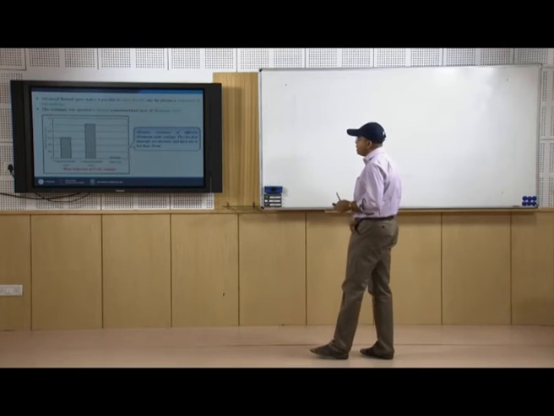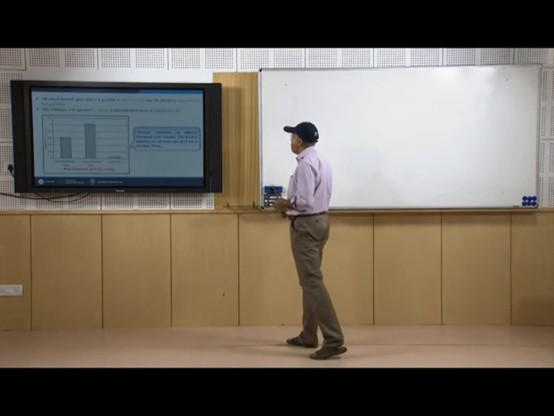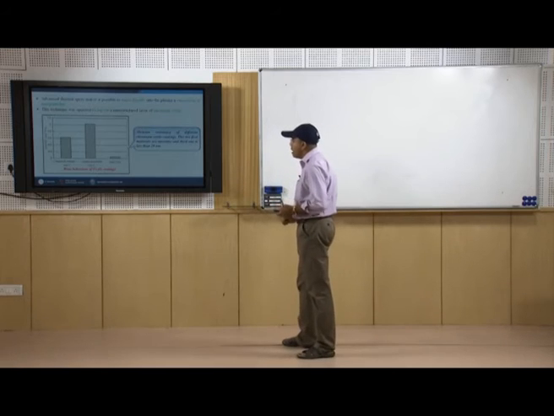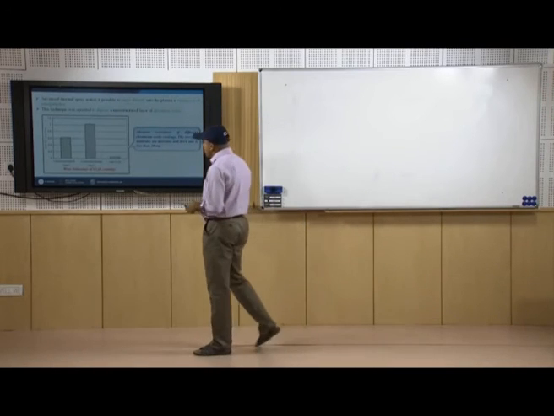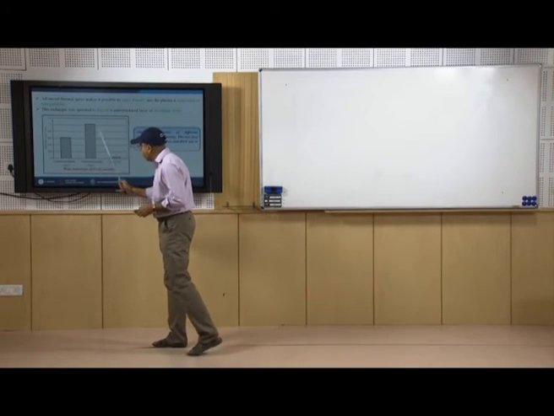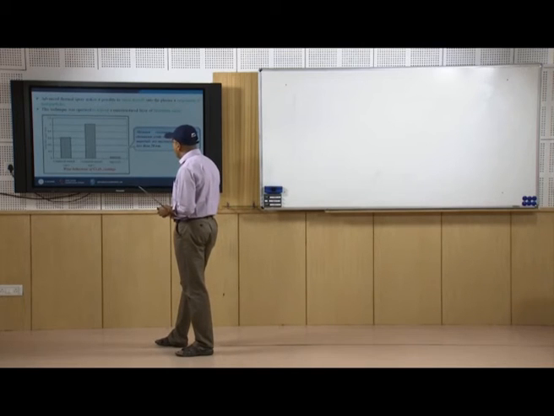Advanced thermal spray makes it possible to inject directly into the plasma a suspension of nanoparticles. This technique was operated to deposit a nanostructured layer of chromium oxide. Here we have given an example of chromium oxide. We can use others like titanium oxide, aluminum oxide. So, there are several types of hard materials which we can use and put onto the substrate itself. Here it is an example of the wear behavior of chromium coating.